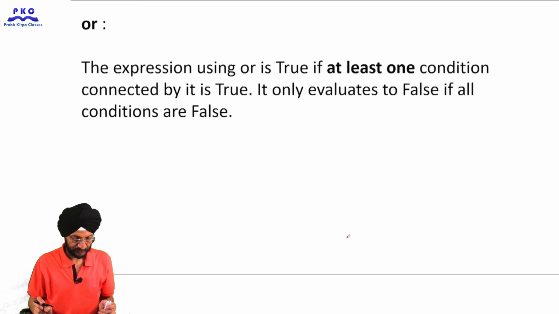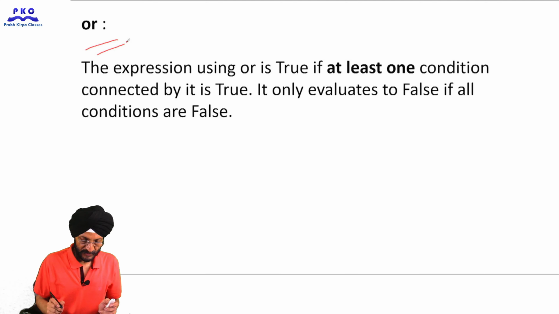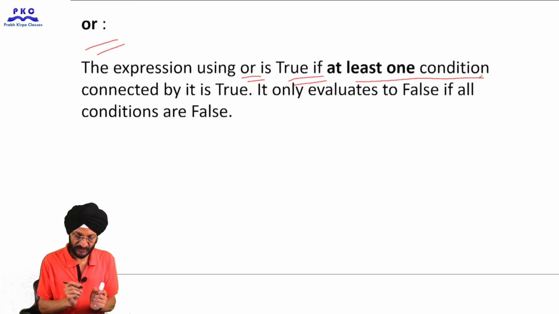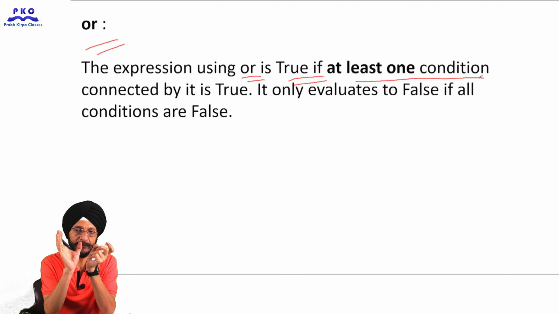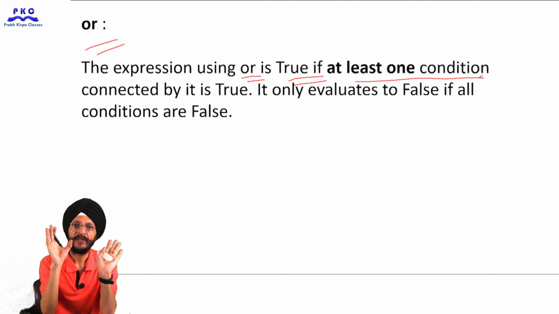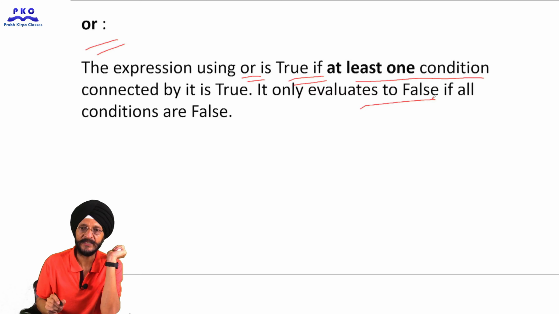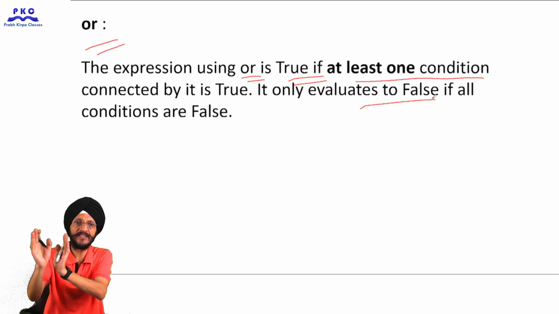Next is the OR operator. The expression using OR is true if at least one condition connected by it is true. That is, if in an expression OR is used and any of the conditions is true, the overall result is true. It only evaluates to false, the overall result is false, when both the conditions are false.